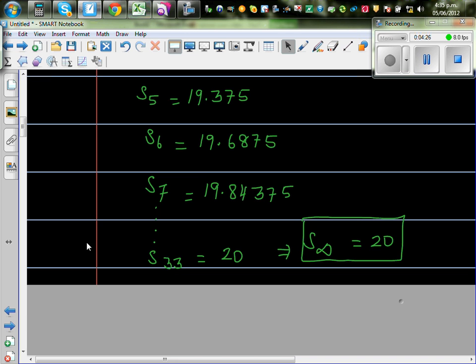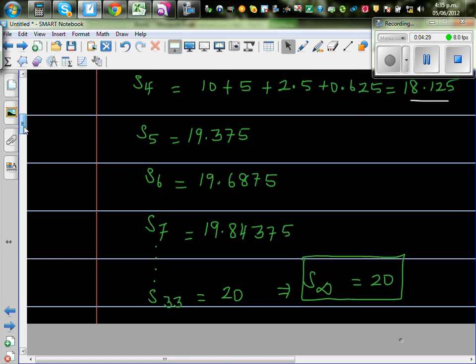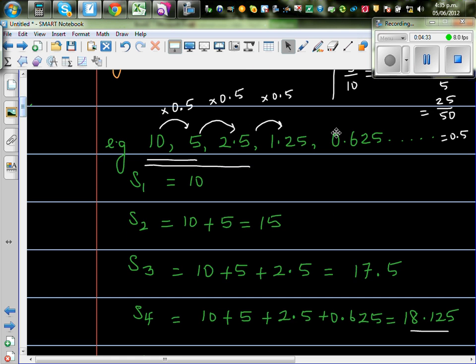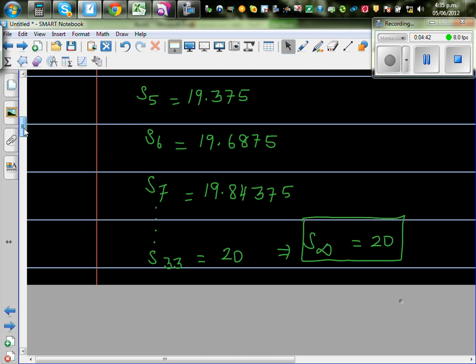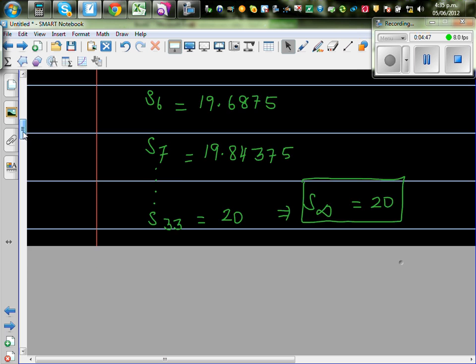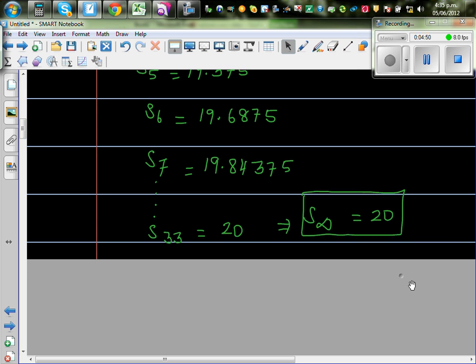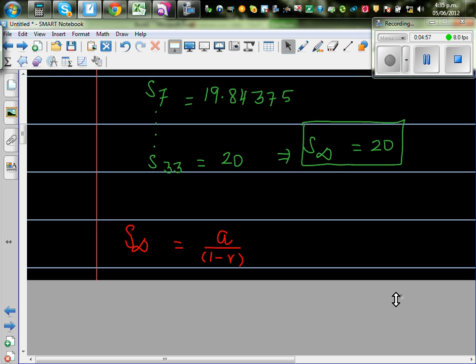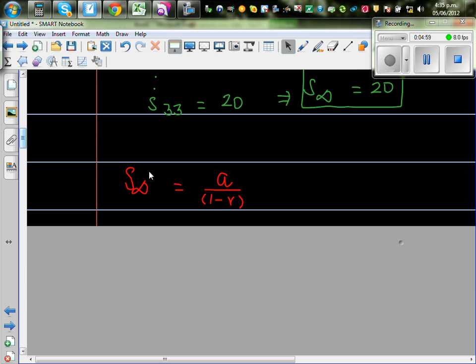So basically what happens is, as you approach infinity, this number is going to approach zero. So if you approach infinity, you are going to approach a number. So S infinity is 20. So this is without knowledge of any formulas. Just use Excel to get this answer. But these are the two formulas that we need to remember.